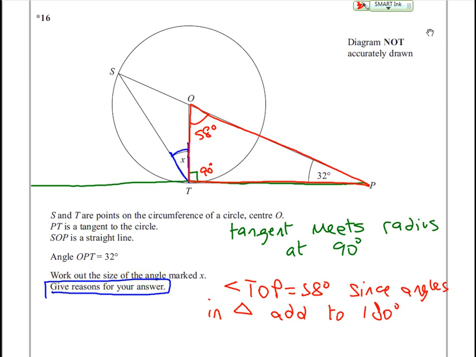Now the next stage is quite tricky. You need to see that because that joins the circumference to the centre, that's a radius, and so is this one because it joins the circumference to the centre. So the type of triangle we have here is an isosceles triangle.